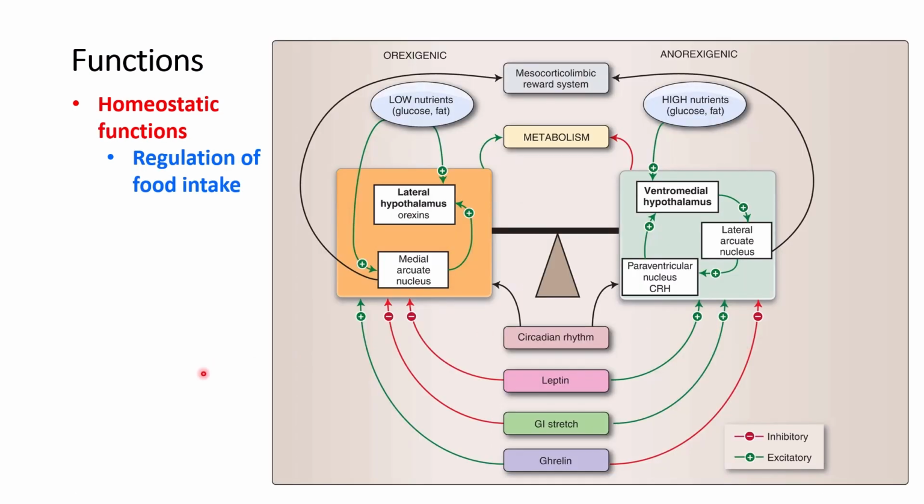Regulation of food intake is one of the functions of the hypothalamus. As you can see here, there are two different parts of the hypothalamus. One is increasing food intake and the other one is decreasing food intake. If the level of nutrients like glucose and fat is low, then the lateral hypothalamus and medial arcuate nucleus are activated, and they are making orexins. These have two different functions: one is increasing feeding, the other one is keeping you awake.